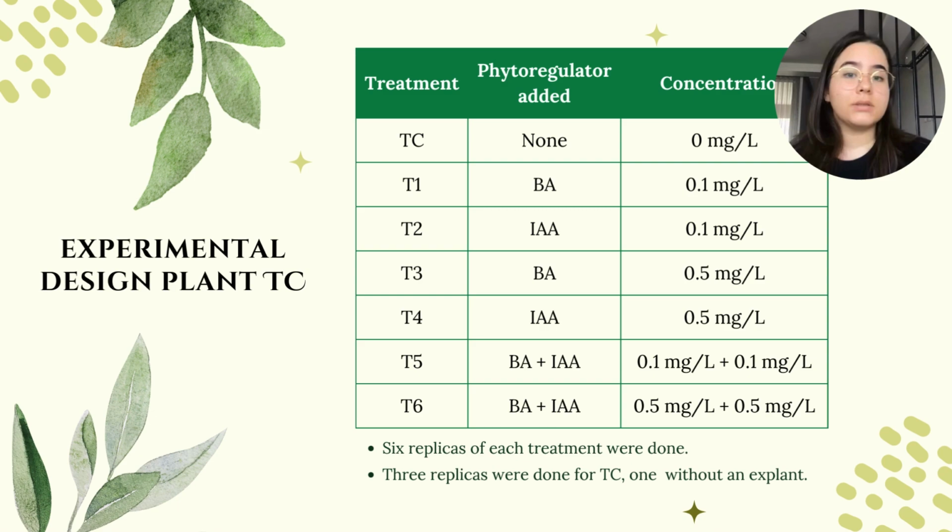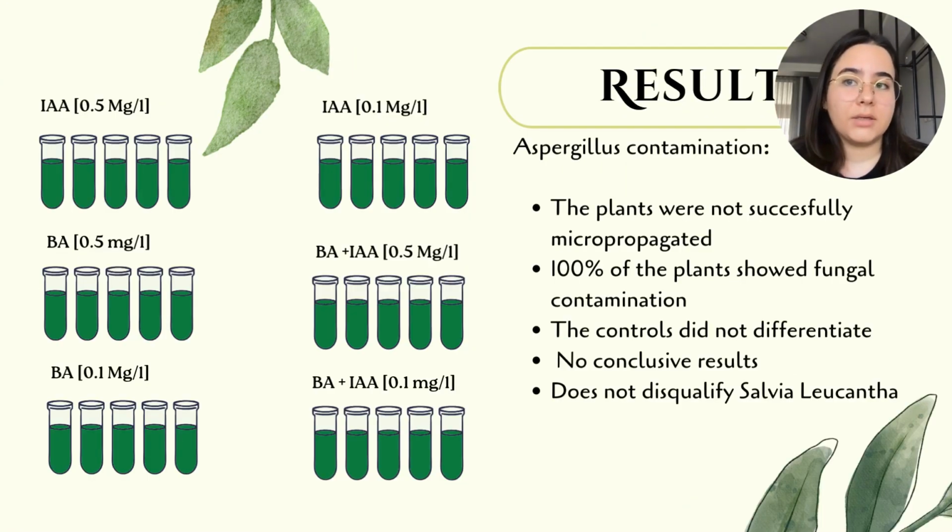So this is basically our experimental design for the plant part, and we did 6 treatments and a control treatment, in which we added different concentrations of phytoregulators, and we did 6 replicas of each treatment, except for the control treatment, for which we did 3, and we maintained one of those treatments without an explant. For results of the plant culture, we had all samples contaminated, so we did not micropropagate anything.